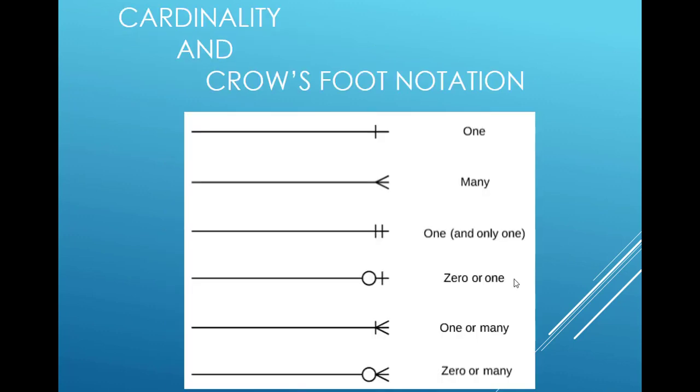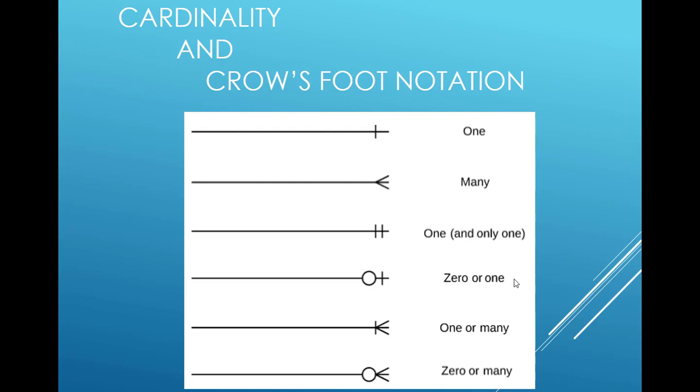Now how do we physically lay that out in an ERD diagram? Well, we are going to talk now about cardinality and crow's foot notation. Cardinality is a term that refers to the number of allowed instances of a relationship. So in the usual cardinality of one to many, for instance, each record on one side can have 0 to any number of records on the many side.